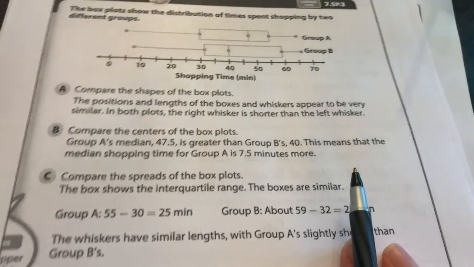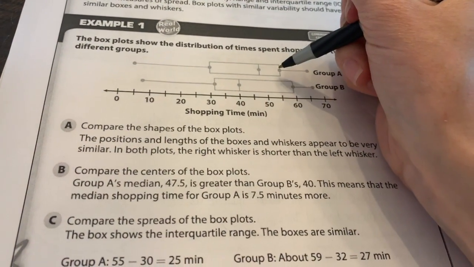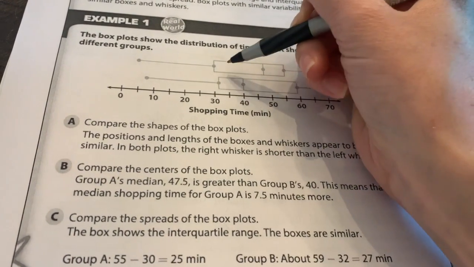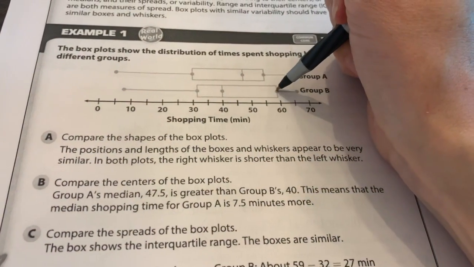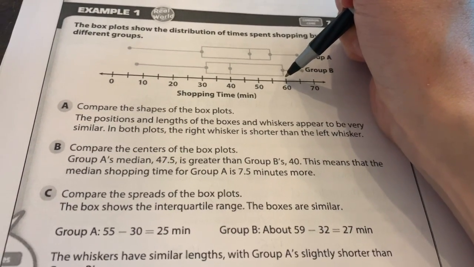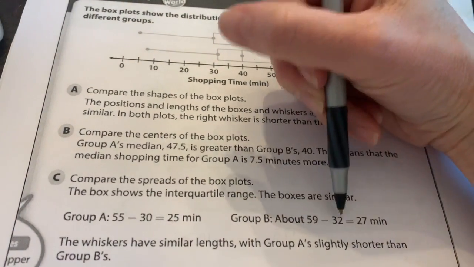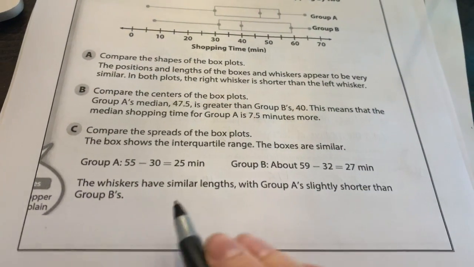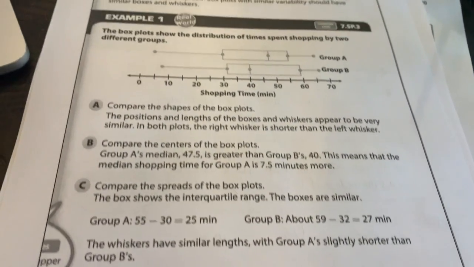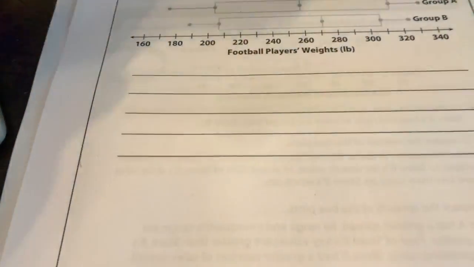Comparing the spreads, you can do the interquartile range. So for group A, that would be 55 minus 30, which would be 25. And then group B is right before 60, so we could say 59 minus, they're approximating 32, which is about 27 minutes. Super, super similar. Okay, and that's really it. So you're just comparing but using actual values.